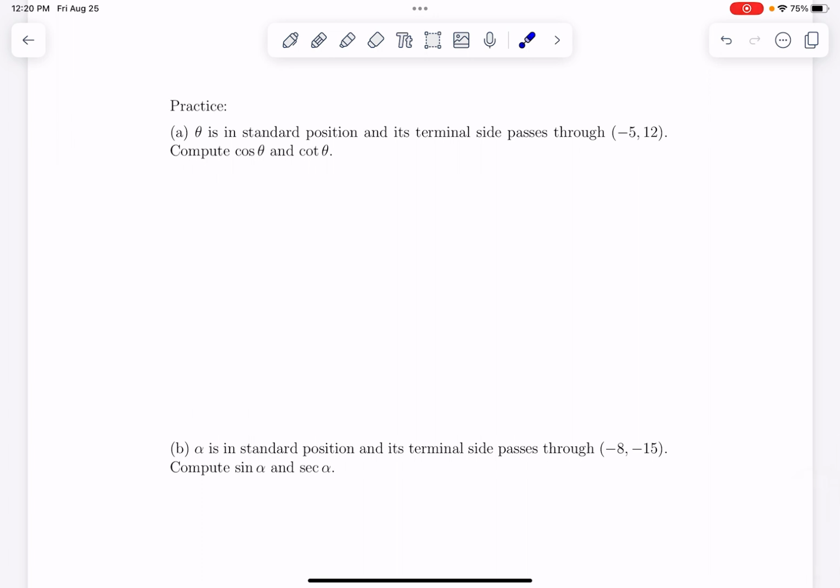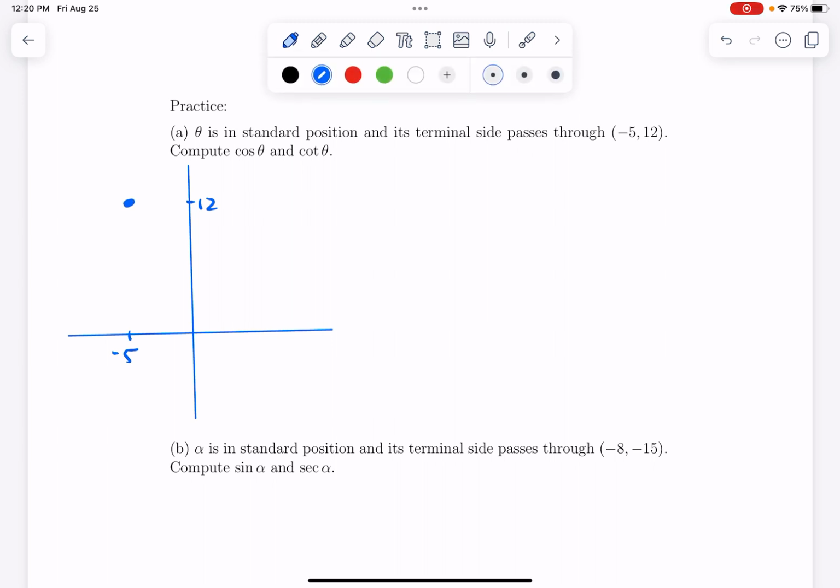Suppose theta is in standard position and its terminal side passes through the point (-5, 12). Compute cosine theta and cotangent theta. So let's draw a little picture. My numbers here are big enough that I'm just going to draw a rough picture. I'm just going to declare that here is -5, and here is 12, and here is our point. And our angle looks something like so.